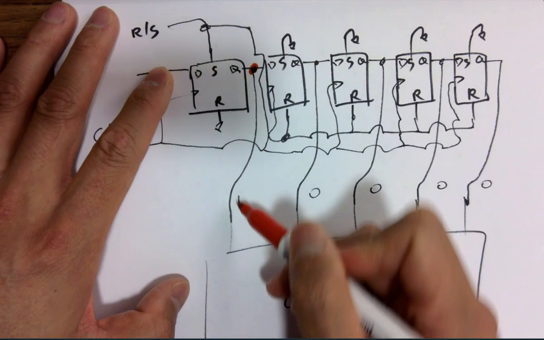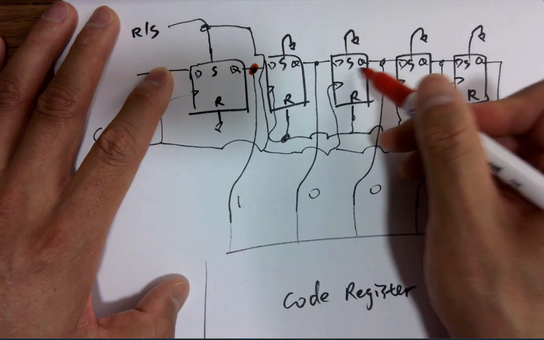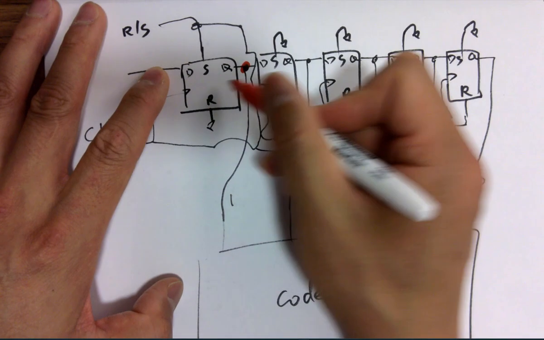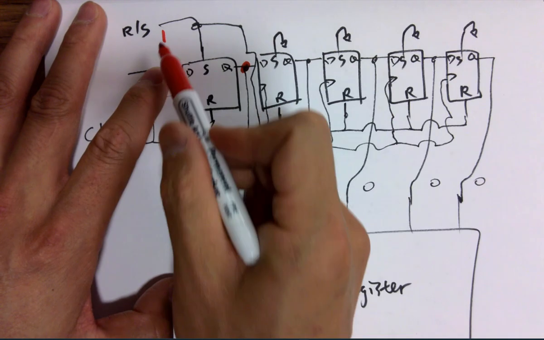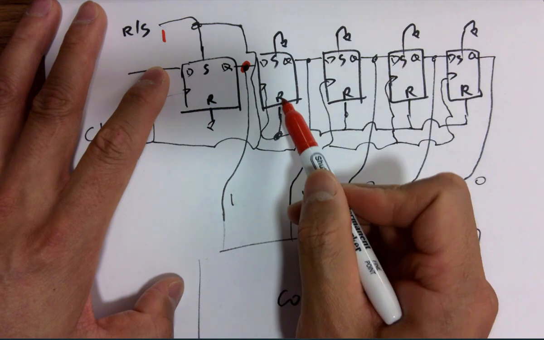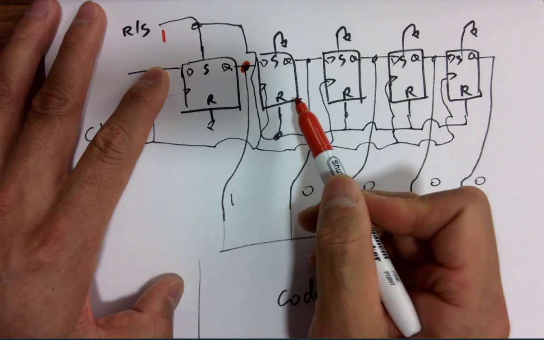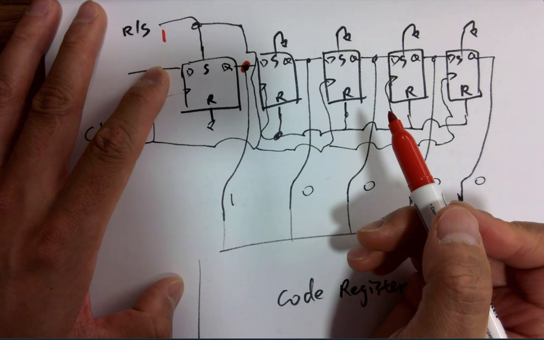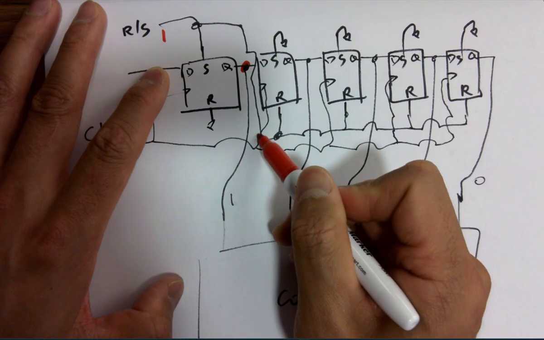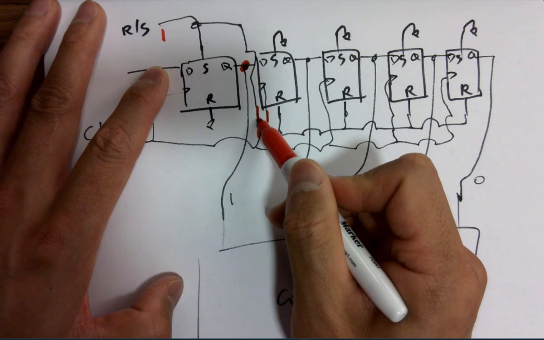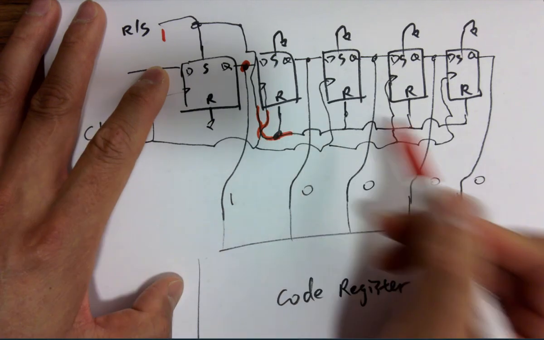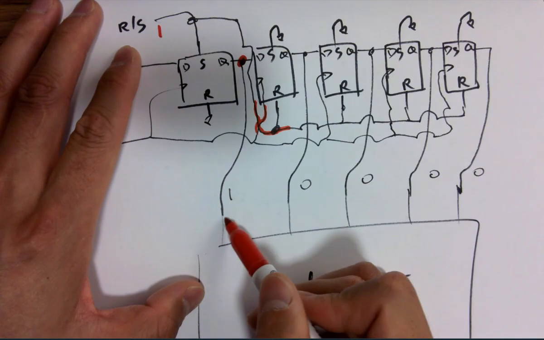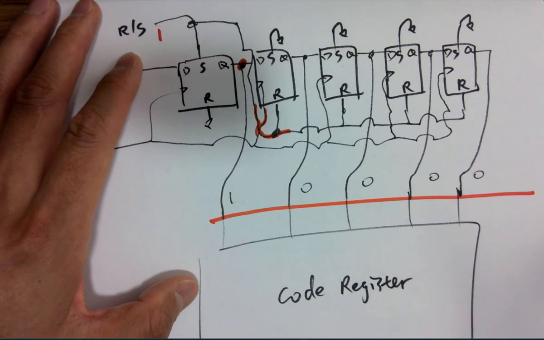Here's the output. All these lines are outputs of the D flip-flops to be sent to the code register. If you want to set the first one and reset the following ones, you just give a 1 here, because this is shorted to the set of the first one and shorted to the reset of the following ones. So you give a 1 at the very beginning, you get this. Make sense? Then what's next?